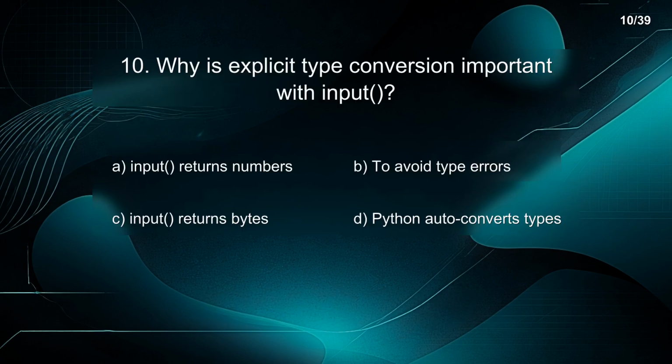10th question. Why is explicit type conversion important with input? A. Input returns numbers. B. To avoid type errors. C. Input returns bytes. D. Python auto-converts types. Correct answer is B. To avoid type errors.